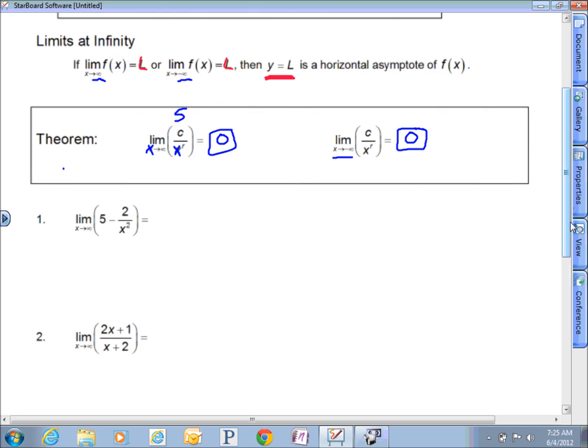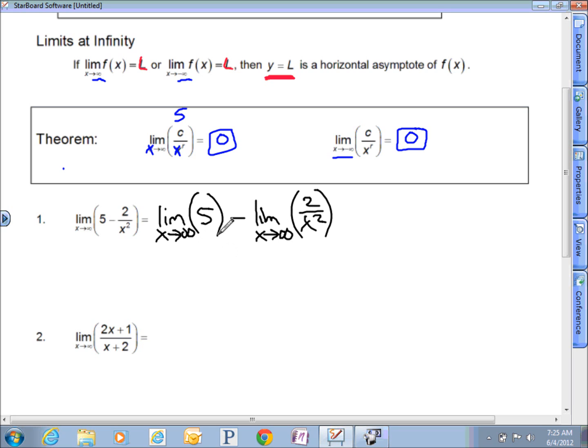So how do we use that? Well, first limit: limit as x approaches infinity. We've got two terms here. We've got a term 5 and we've got a term 2 over x squared. So let's rewrite this limit so we can handle them separately. Limit as x approaches infinity of 5 minus limit as x approaches infinity of 2 over x squared. Let's get some quantities in there.